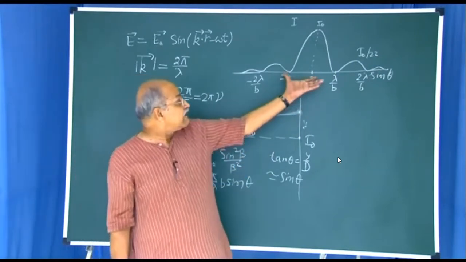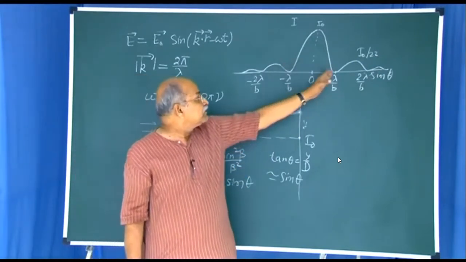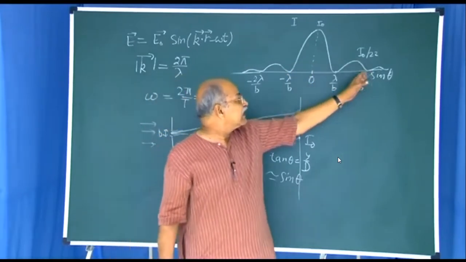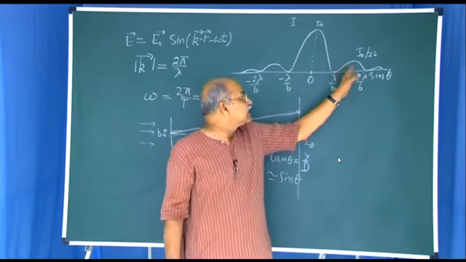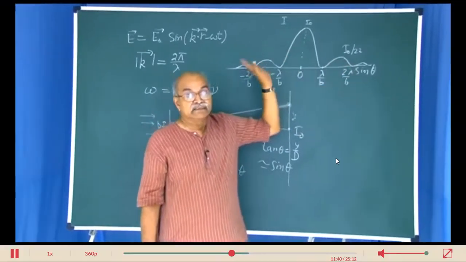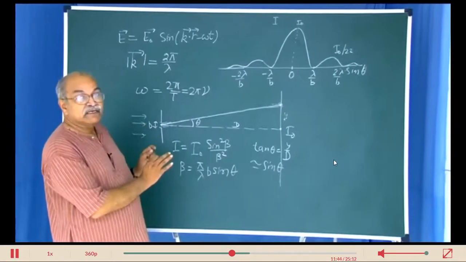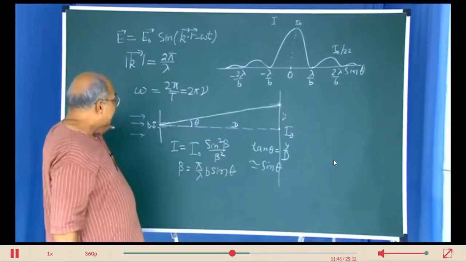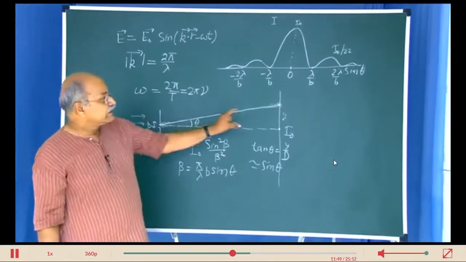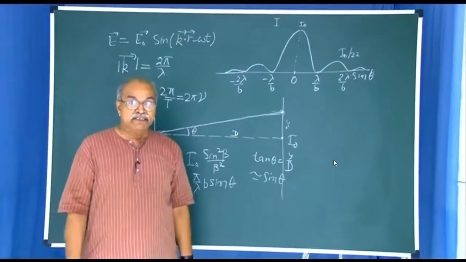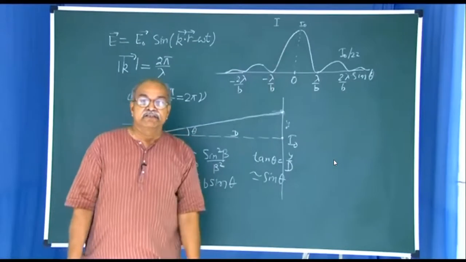The central bright band will have a width, minimum to minimum, of 2 lambda by b, but the other bright bands will have a width of lambda by b only. So this is what you should expect from a single slit if you pass light through a single slit and collect it on the other side. So, let us do the experiment and see if we get this type of result.